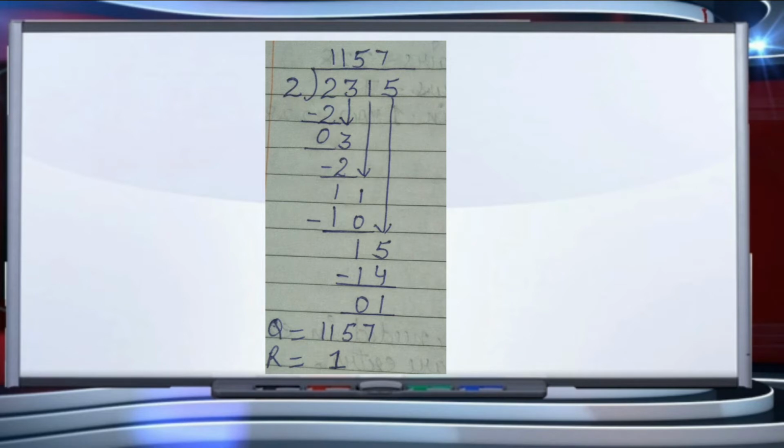Now 1 is also smaller than 2. So what will we do? We will take 5 down. Next, it will become 15. Now 2 7s are 14. So 14 is less than 15 and suits here. So we will write 14 here. That is, 5 minus 4 will be equal to 1.